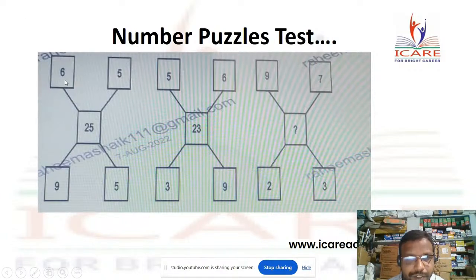So just you have to add the numbers: 6 plus 5, 11, 11 plus 5, 16, 16 plus 9, 25 is in the middle square. 5 plus 6, 11, 11 plus 9, 20, 20 plus 3, 23. Same logic you can apply to find the number that comes in place of the question mark. 9 plus 7, 16, 16 plus 3, 19, 19 plus 2, 21 is the correct answer. Good.